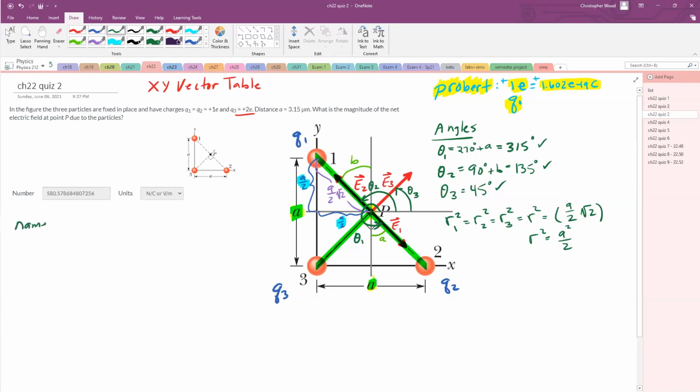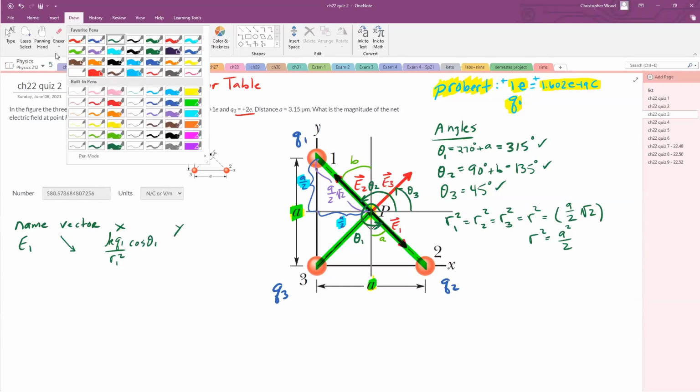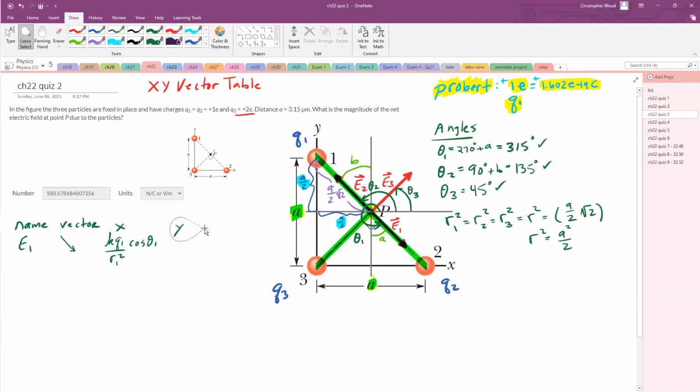Name, vector, X and Y. The name of this vector is E1. E1 is a quadrant 4 vector. Here's E1 quadrant 4. Cosine captures that X component. So this is going to be KQ1 over R1 squared cosine theta 1. And now this is where this method really starts to pay dividends. Yes, there's a lot of setup, but there wouldn't be that much setup if you didn't ignore symmetry, but I'm purposely ignoring some symmetry now. And even that, this still can go very quickly.